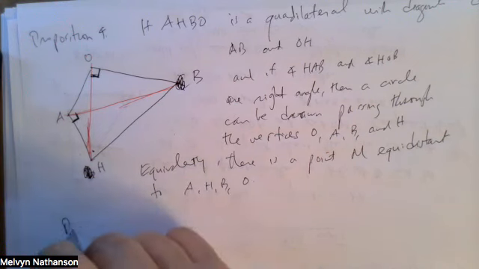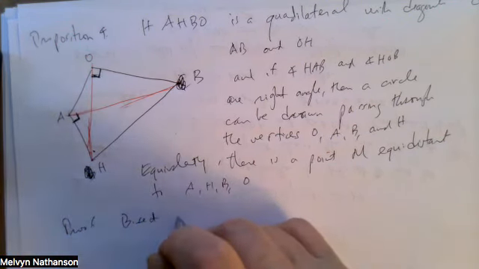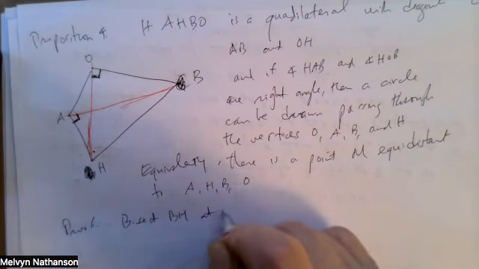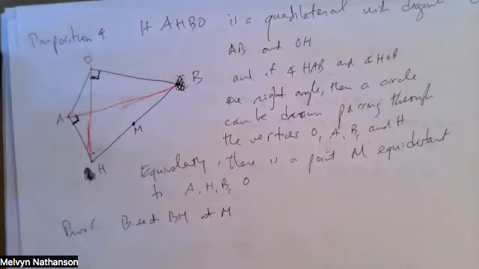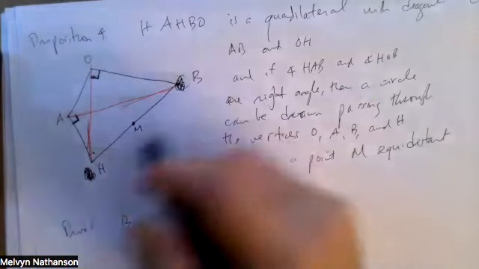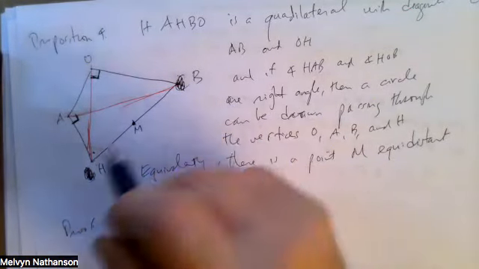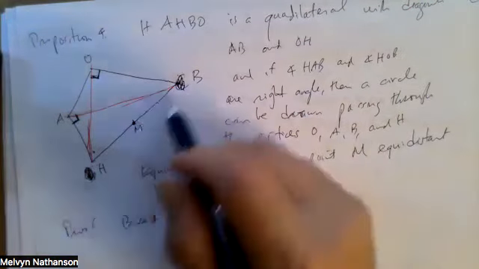So proof. Bisect the line BH at M. So this point M, which is the bisector of BH, that line, I claim is equidistant to BH, A, and O. Well, of course, M is equidistant to B and H because it's the midpoint of that line.